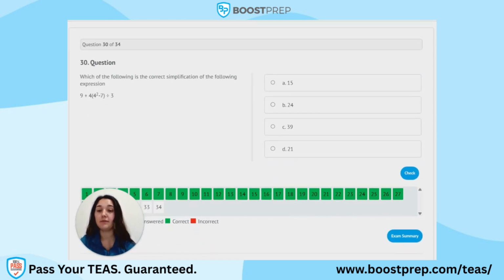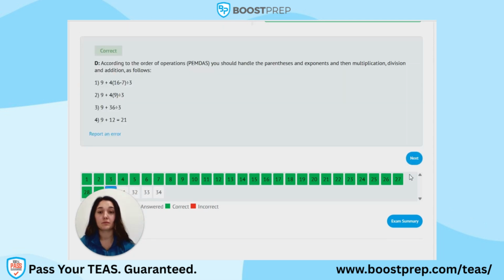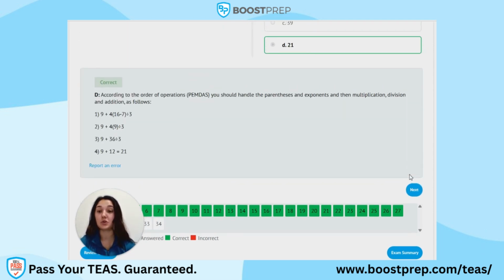Question 30. Which of the following is the correct simplification of the following expression? 9 plus 4, parentheses, 4 squared, minus 7, and parentheses, divided by 3. A, 15. B, 24. C, 39. D, 21. Correct answer is D, 21.